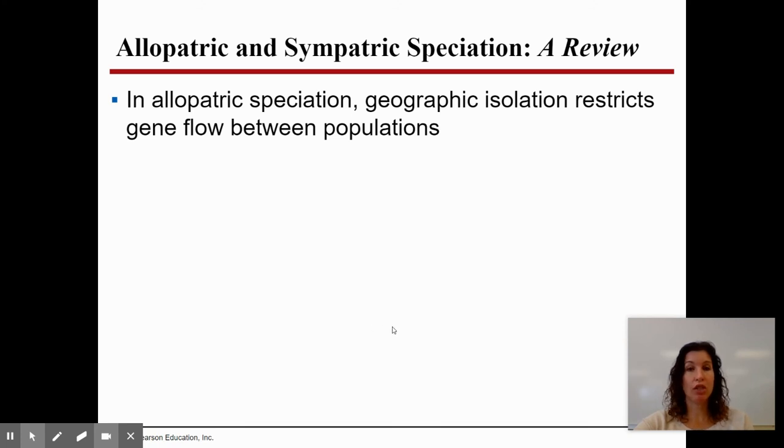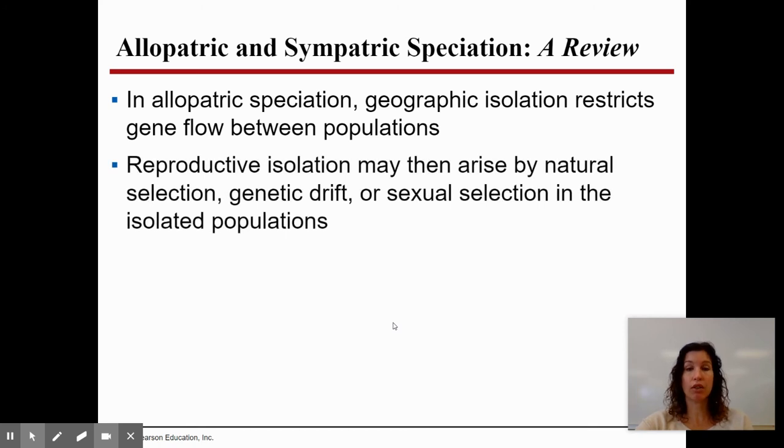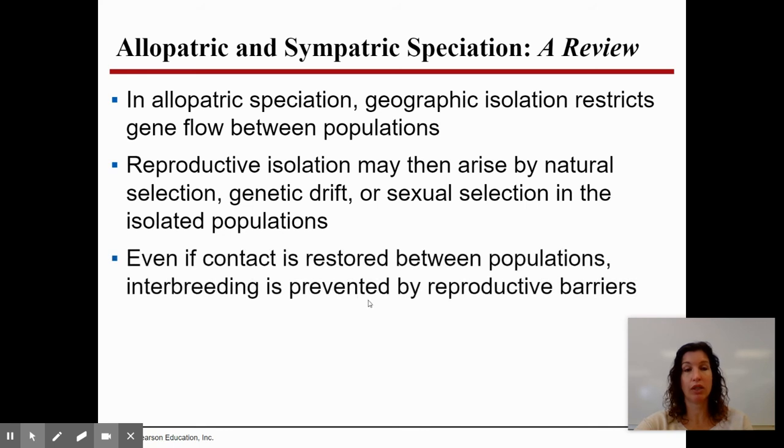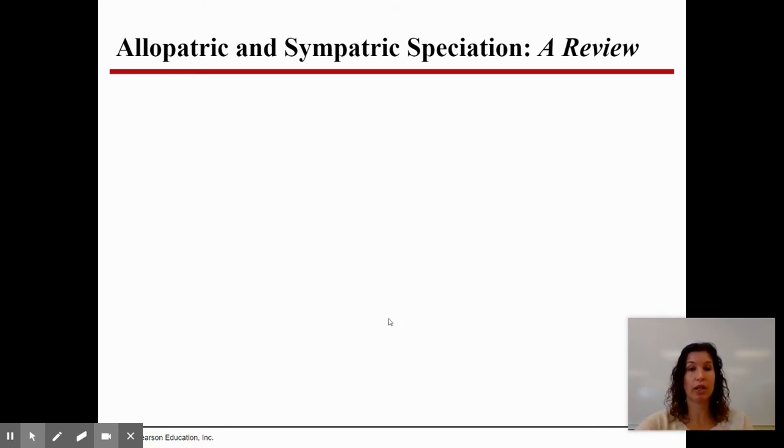In allopatric speciation, geographic isolation restricts gene flow, which then can lead to new species being formed. Reproductive isolation can arise by natural selection, genetic drift, or sexual selection in those isolated populations. Even if contact is restored between the populations, interbreeding is prevented by those reproductive barriers that we talked about at the beginning.